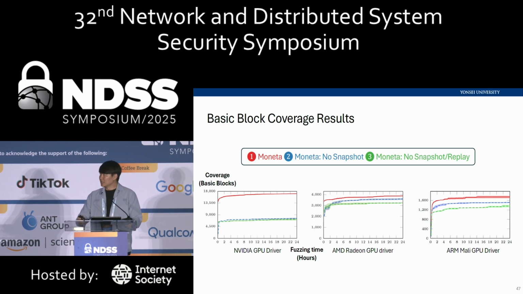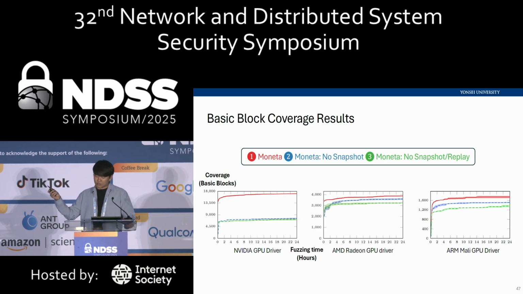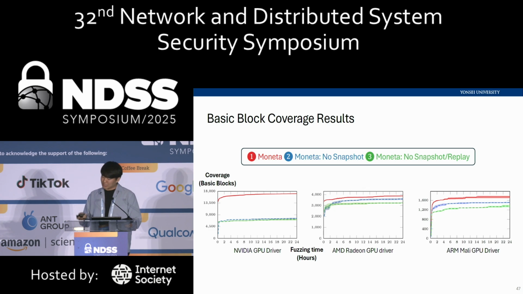ARM Mali. So since Moneta's key contribution is combining snapshots and record and replay, we created 2 strong baselines to show their effects. The first baseline, number 2 in blue, removes the snapshotting from Moneta and simulates a typical record and replay fuzzer. And the second baseline, number 3 in green, removes both snapshotting and record and replay from Moneta. And this simulates a typical syzkaller use case without a starting corpus. So number 1 in red is fully configured Moneta.